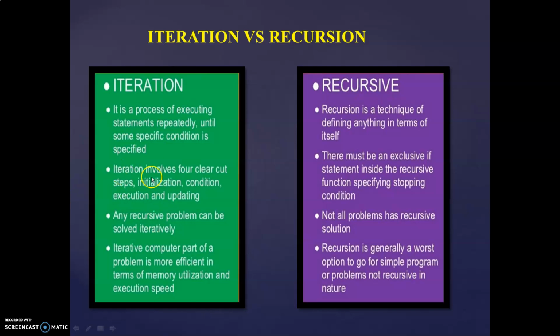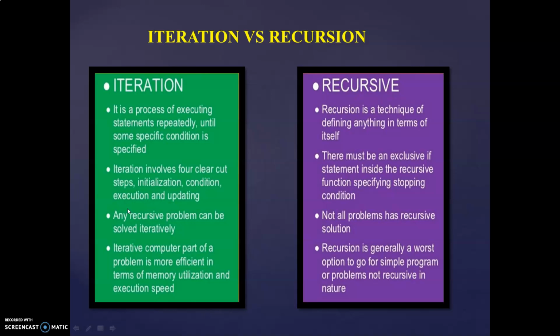Second one is, iteration involves 4 clear-cut steps. For I equal to 0, I lesser equal to 1, I plus plus. That means initialization, then condition, then incrementation and execution. Four steps are there. But in recursive things, recursion believes in 2 things.